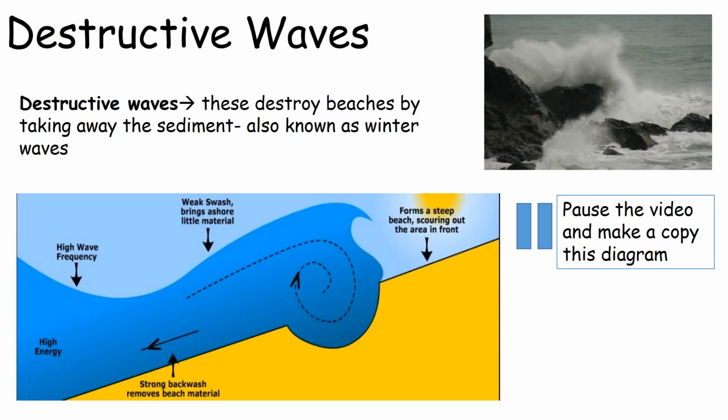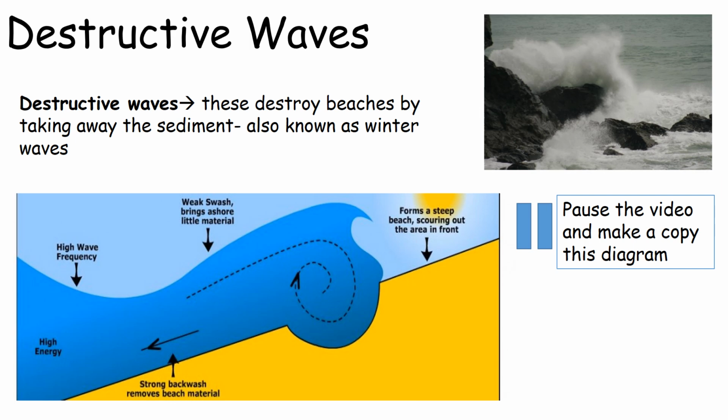Destructive waves are waves that have a weak swash and a strong backwash. So a weak swash is the forward motion, and a strong backwash means that the water pulling back down the beach is really strong. So it pulls sand and pebbles back down the beach when the water retreats. And this means it causes erosion to the beach. And it's why they're called destructive waves, because they remove material from the beach.